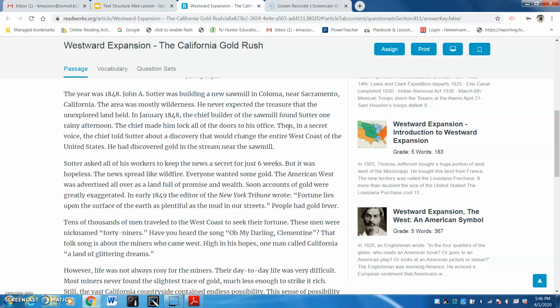Let's move on. Tens of thousands of men traveled to the West Coast to seek their fortune. These men were nicknamed 49ers. Have you heard the song, "Oh My Darling Clementine"? That folk song is about miners who came west. High in his hopes, one man called California a land of glittering dreams.